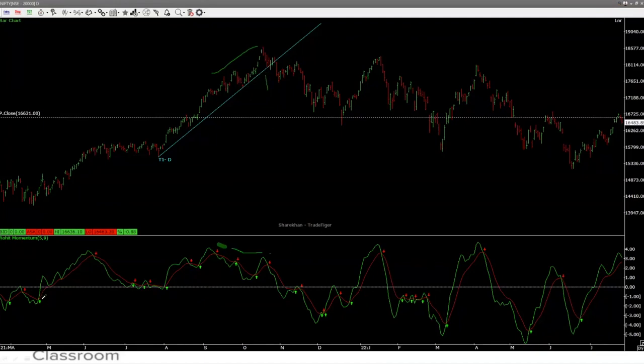Now, in many cases, like you can see this signal here, it helps you ride a significant part of the move till you get the next sell signal.